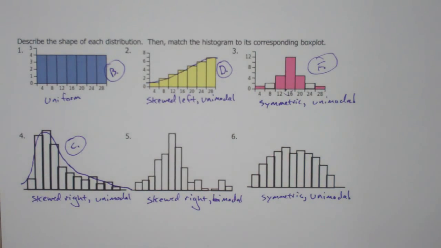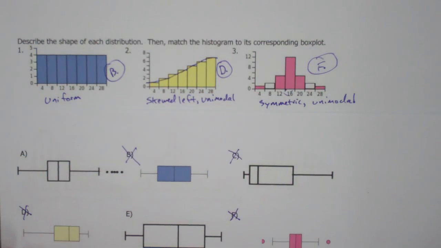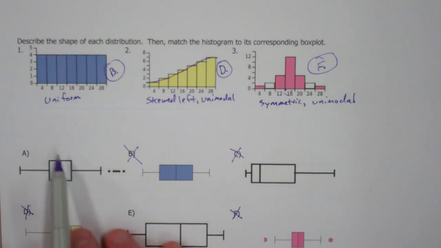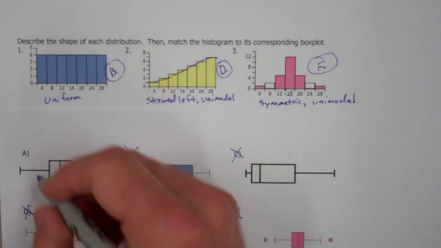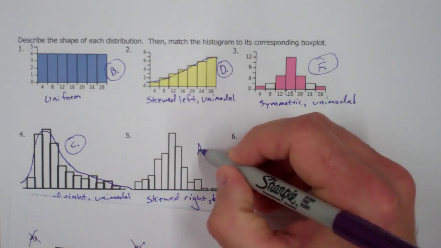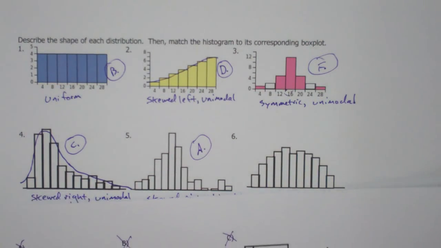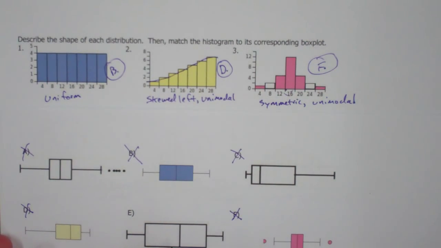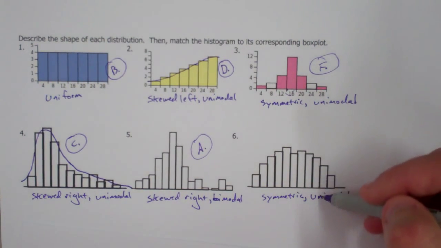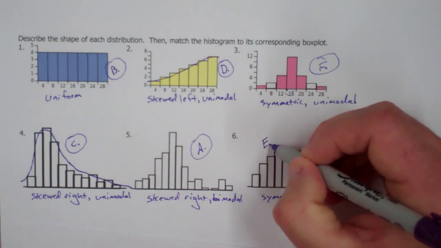Number 5 has a few outliers on the right. If we look at our box plots, we can see A has those outliers on the right-hand side. So this one's going to be A. Let's see if 6 makes sense for E. E is roughly symmetric, and the whiskers are roughly symmetric there, and the data is lumped right here in between maybe these two values. So yeah, this one does make sense for E.